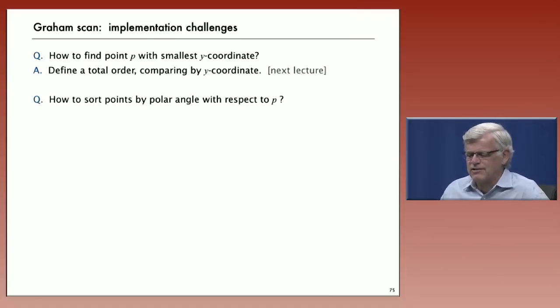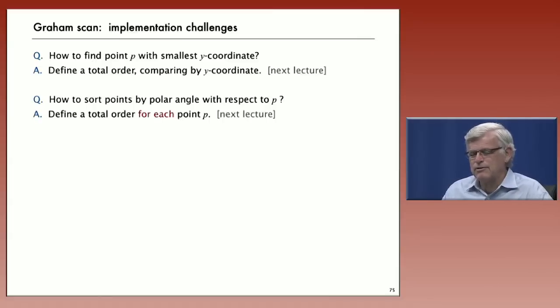And in the next lecture we'll look at what it means to define ordering among objects, a little more general than what we do for sorting. How to sort the points by polar angle? Well, again, we need to define what we mean when we're comparing points. And in the next lecture, again, we'll look at ways to define different orderings among points. And Graham scan's a perfect example. We don't want to just be able to sort things.